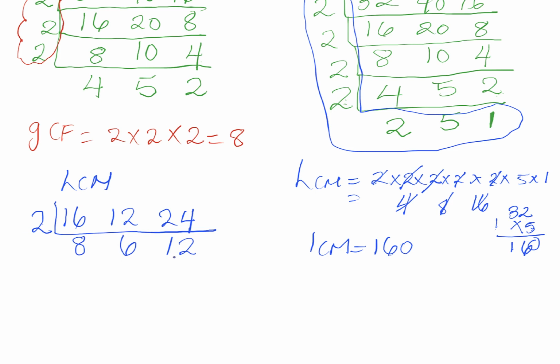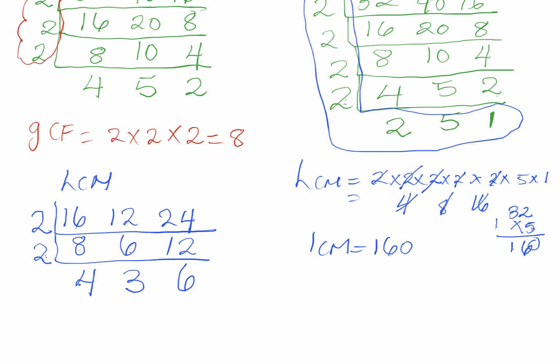And remember, share and pair. So 8, 6, and 12, all of them are sharing. All of them can be divided by 2. 2 goes into 8 4 times. 2 goes into 6 3 times. 2 goes into 12 6 times. Now, 4, 3, 6. Are they sharing a number? No. This is even. This is odd. This is even. So we can pair together.